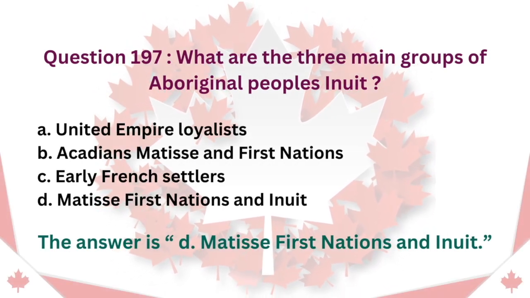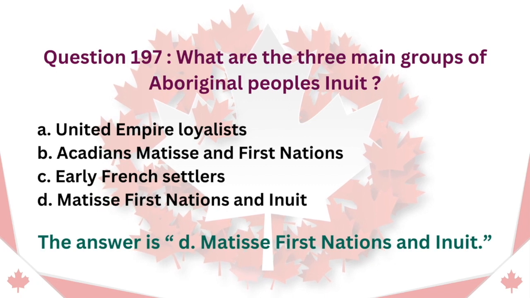Question 197. What are the three main groups of Aboriginal peoples? A. United Empire Loyalists. B. Acadians, Métis and First Nations. C. Early French settlers. D. Métis, First Nations and Inuit. The answer is D. Métis, First Nations and Inuit.